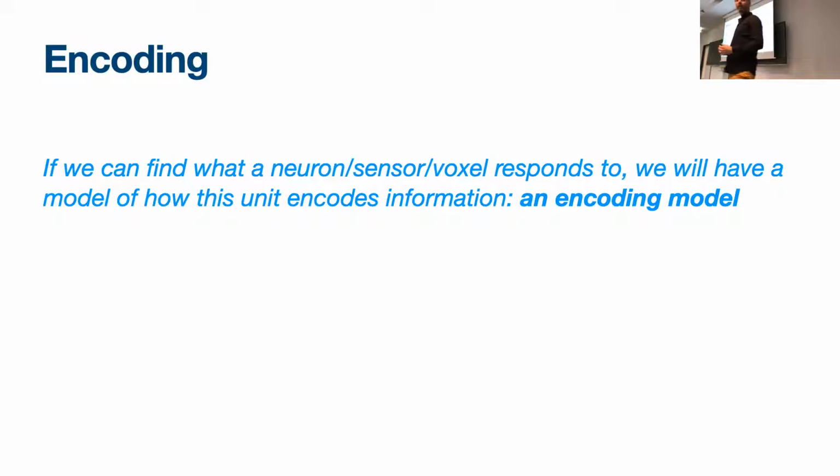So in fMRI, the unit of measurement is, of course, the voxel, but you can actually do the same type of analysis or inference with EEG electrodes or MEG sensors or intracranial electrodes, whatever. It's the unit of measurement that you care about here. And we want to make a model of how that unit encodes information. That is called an encoding model. We want to be explicit and understand how the brain encodes information at the voxel level.